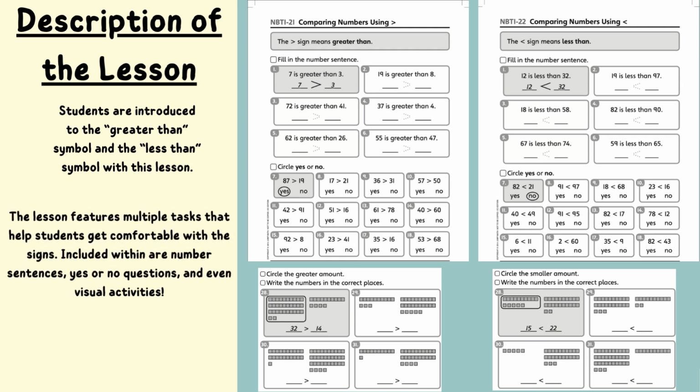Students are guided through exercises like number sentences where they work to determine which number is larger in a given pair. Similarly, the less than sign is introduced, and again students are guided through multiple exercises, but this time they are working to determine which number is smaller in a given pair. The activities provide students with a good amount of practice using the greater than and less than signs.